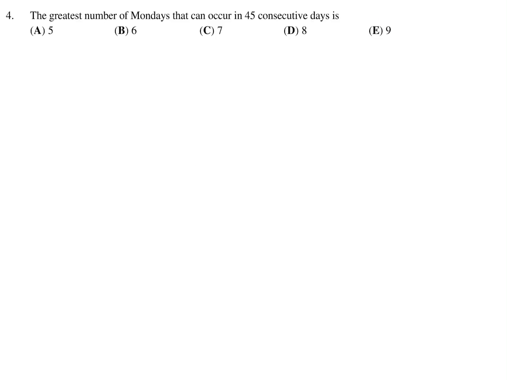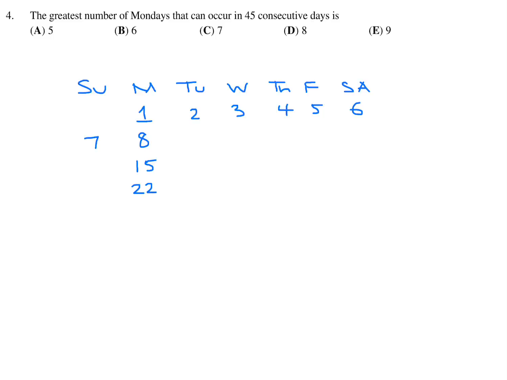The greatest number of Mondays that can occur in 45 consecutive days is. So we'll start off with a little bit of a calendar-like spreadsheet. And then we'll start with the very first day being a Monday. And then kind of go from there. Like that. Well, then the 8th day is a Monday. Every 7th day will be a Monday. So 15, 22, 29, 36, and 43.